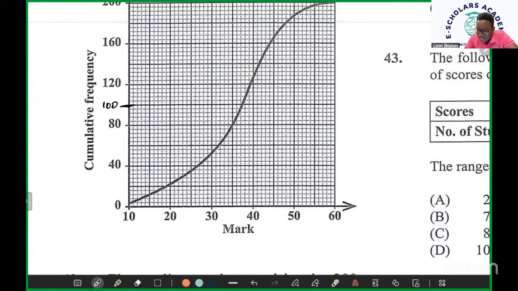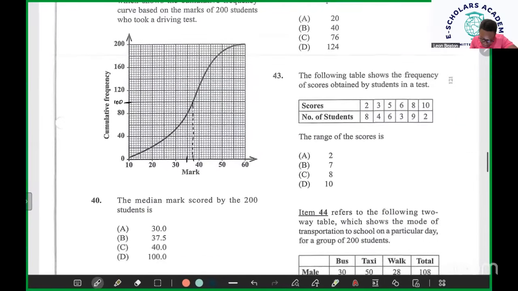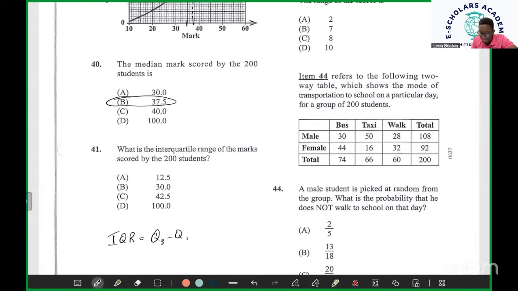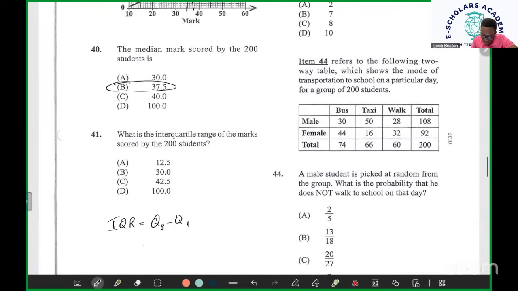Anyway, so we go across and then down. So we come down here, and that would give us the median. This start is 5, so the median is obviously B, toward 7.5. So what is the interquartile range? The interquartile range, IQR, is Q3 minus Q1.